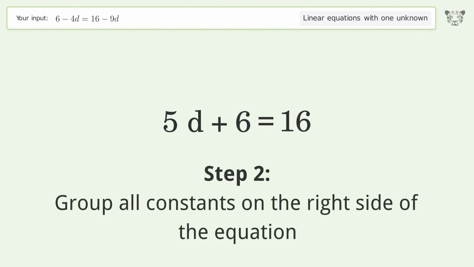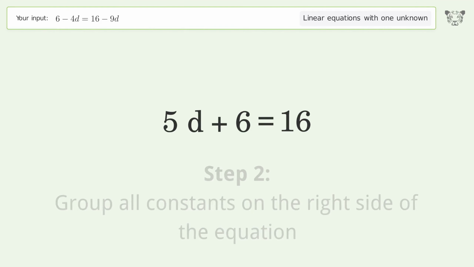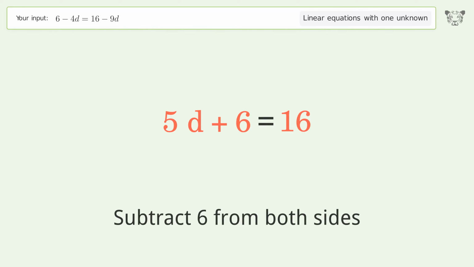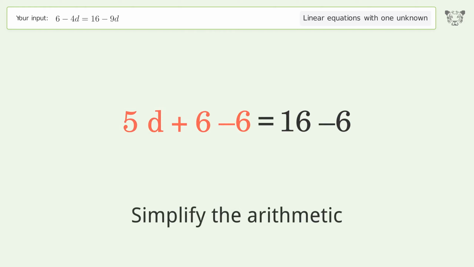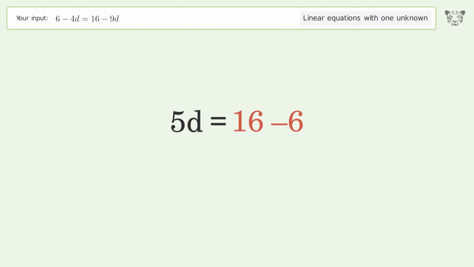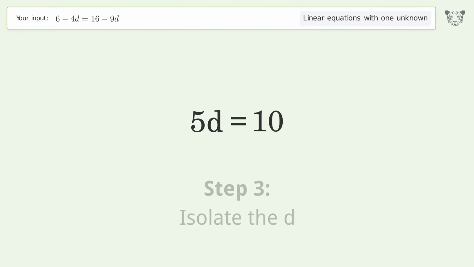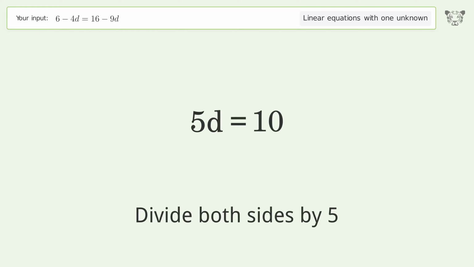Group all constants on the right side of the equation. Subtract 6 from both sides. Simplify the arithmetic. Isolate the d. Divide both sides by 5.